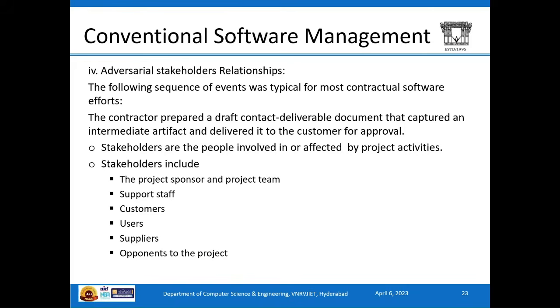The fourth one is adversarial stakeholder relationships, where a sequence of events is typical for contractual software efforts, and the contractor first prepares a draft document and sends it to the customer for approval. And the stakeholders may have some oppositions in these developments. Stakeholders include the project sponsor, project team, support staff, customers, users, suppliers, and the opponents to the project.